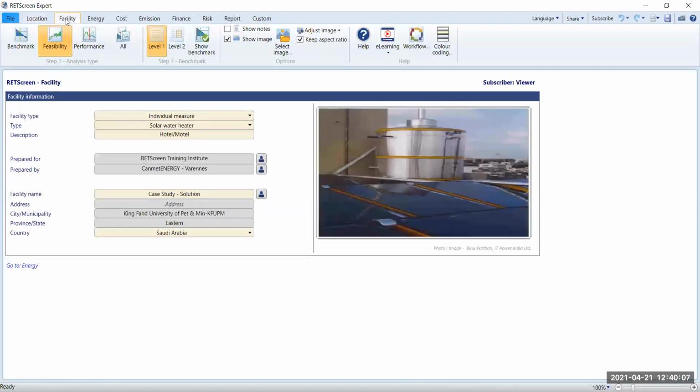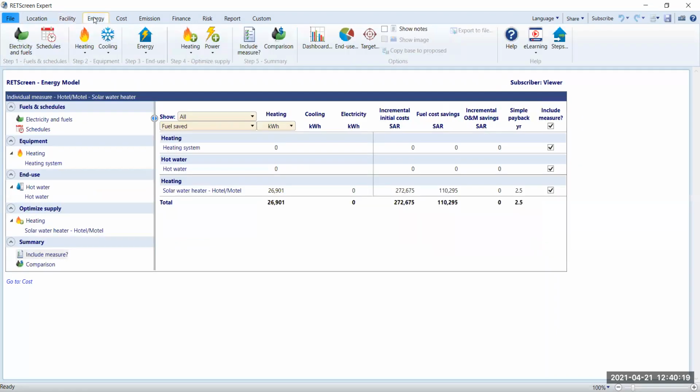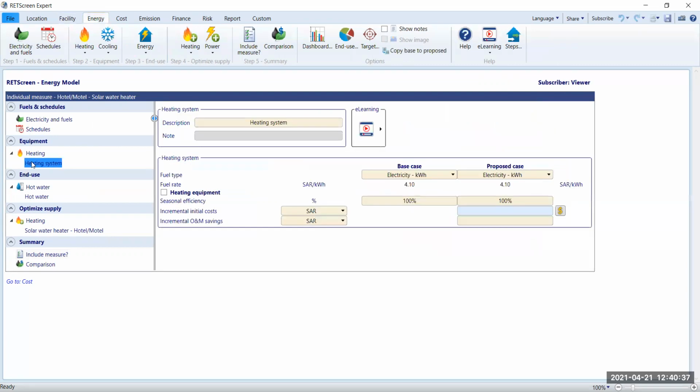The facility that we have basically is a hotel or a motel, yes. Solar water heating, this is exactly what we need to do. That's correct. And I'll jump to the next one, which is about the energy. What we are considering basically is solar water heating. Originally, it was being heated by electricity. Forget about the load, this is something we're going to come to a little bit later. Here I'm clicking the heating system, and we are using electricity.